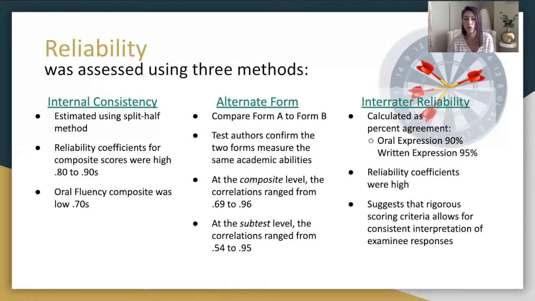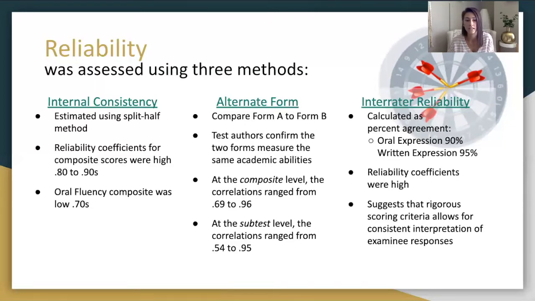Even though this is low, the reliability for this composite is actually stronger at the younger ages, just because it's one of those prerequisite skills that show up pretty early in those literacy skills. The second method used to assess the reliability was alternative form, which compared Form A to Form B. The test authors confirmed that this was an appropriate way to measure the same academic abilities.